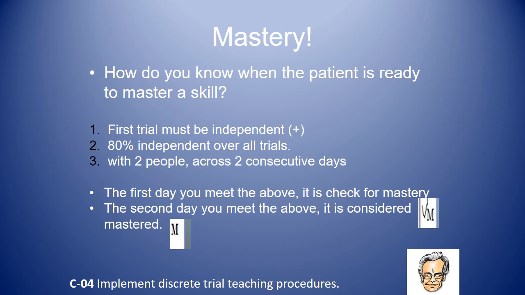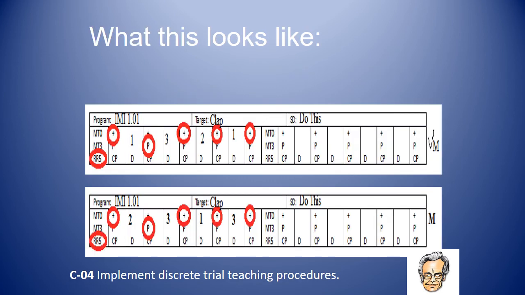How do you know when the patient is ready to master a skill? The first trial must be independent in RR5. It must be 80% independent over all the trials, with 2 people across 2 consecutive days. Again, this is more of a learning arts mastery criteria, and it will make a lot more sense when you're actually out in the field doing this. And the specialists and staff trainers will help you much more with this. There's what it might look like if you notice 80% over 2 days and 2 different people.